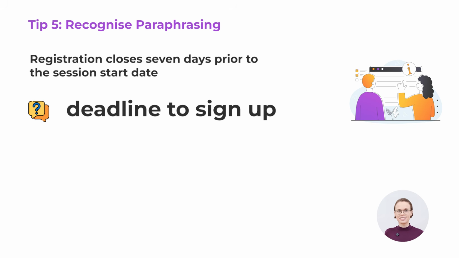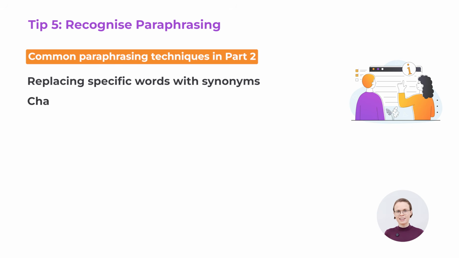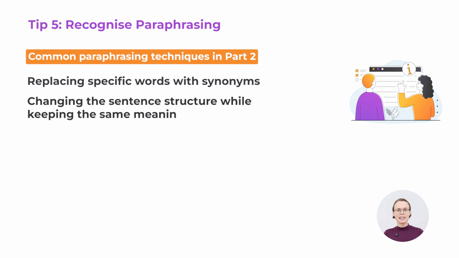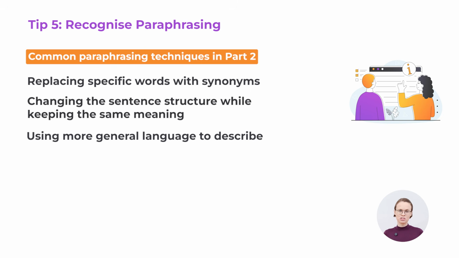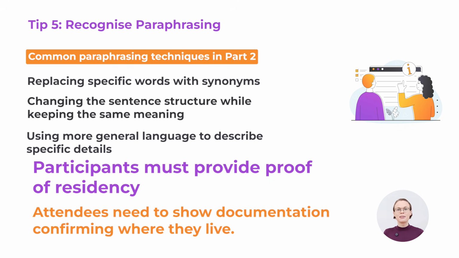The problem is this. If you're scanning for the phrase deadline to sign up, you won't find it, so you might think the information is missing. However, the information is actually there. It is just expressed differently. Common paraphrasing techniques in part 2 include replacing specific words with synonyms, changing the sentence structure while keeping the same meaning, and using more general language to describe specific details. For instance, the diagram might say, participants must provide proof of residency. However, the question might say, attendees need to show documentation confirming where they live.